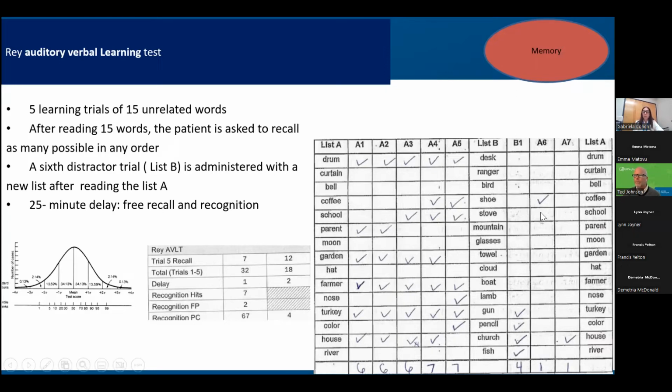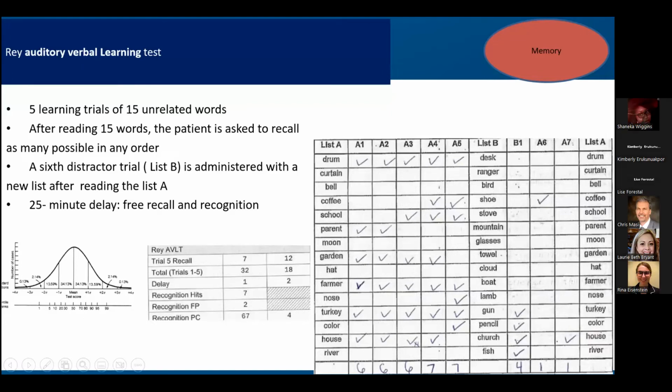Then what you do, you distract them with a different set of words. And then after 30 minutes, and this is the most important piece of information, you ask them, okay, from those 15 words that you learned, how many do you remember? In this case, the patient learned 7 words, but after 30 minutes, he only remembered 1. So definitely we could see that this patient is amnestic because his verbal memory is decreased, okay?